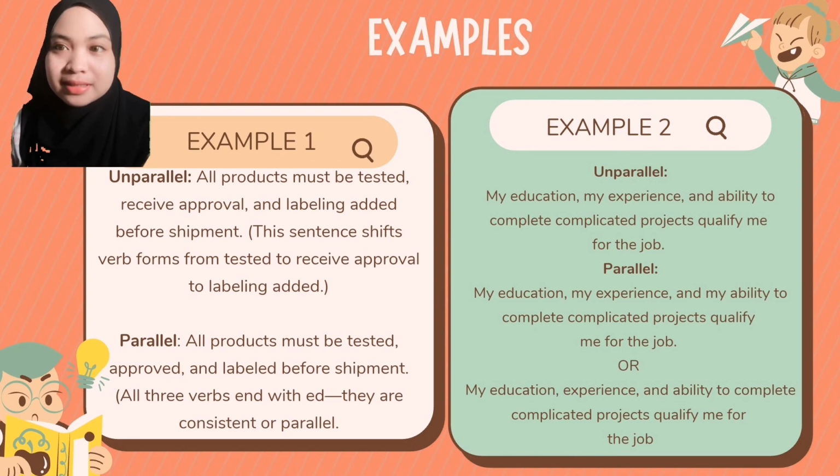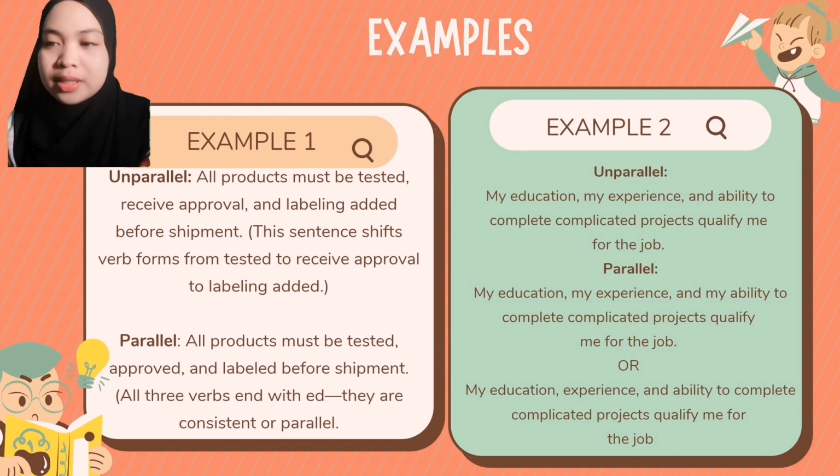Let's look at the examples. For an unparallel sentence: "All products must be tested, receive approval, and labeling added before shipments." This sentence shifts verb forms from "tested" to "receive approval" to "labeling added", which is incorrect. How do we make it parallel? Let's change the sentence: "All products must be tested, approved, and labeled before shipments," where all verbs use the same tense.